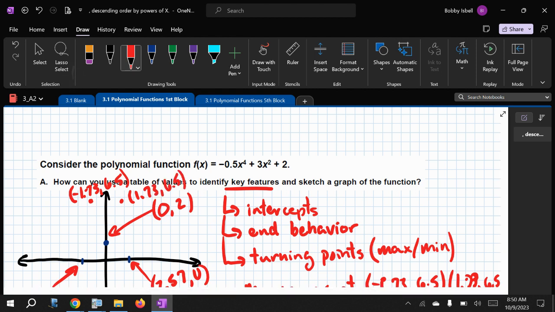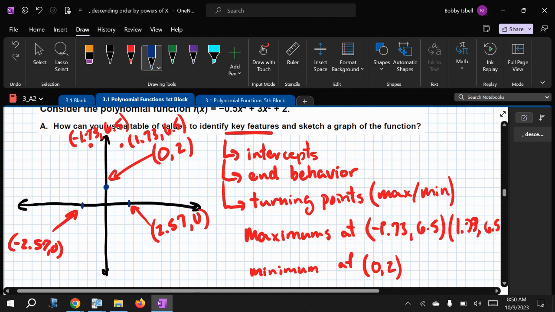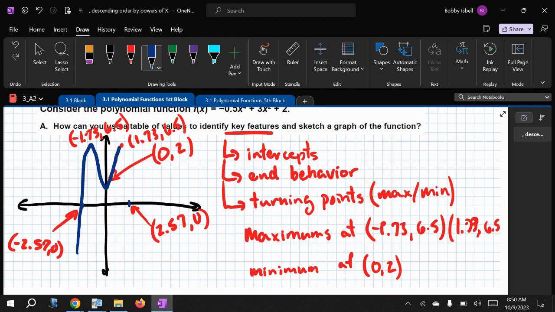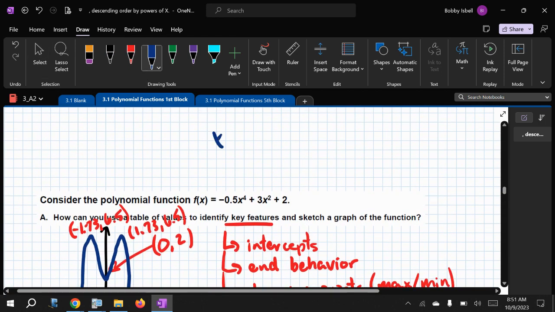And then we can sketch that graph out of that. Finding those key things. The turning points, there's 1, 2, 3 of them. On a polynomial, turning points will always be at most 1 less than your degree. Okay, so maybe that's something we'll make a note of here.